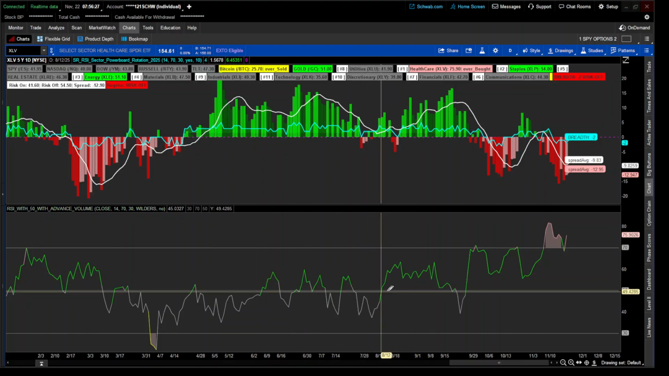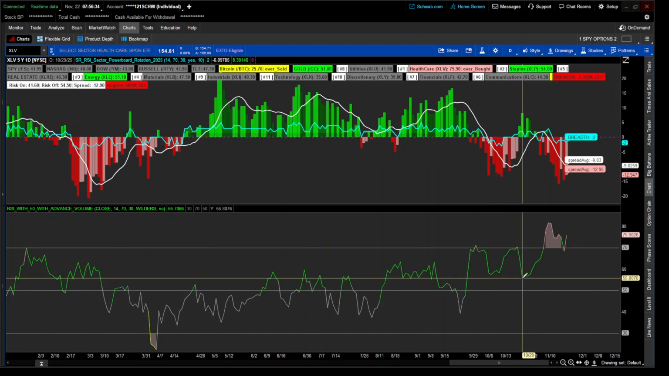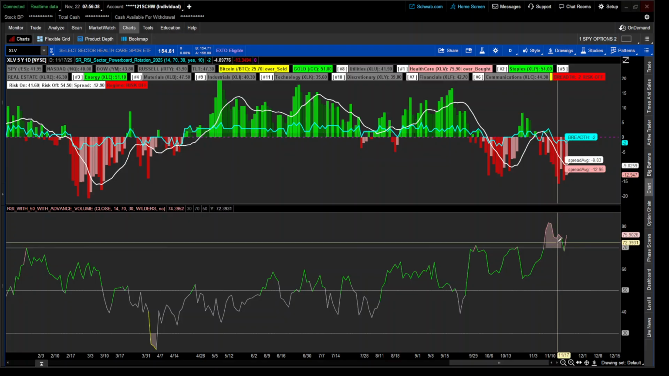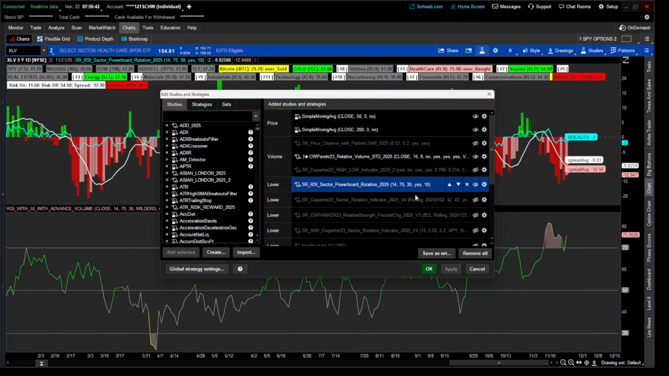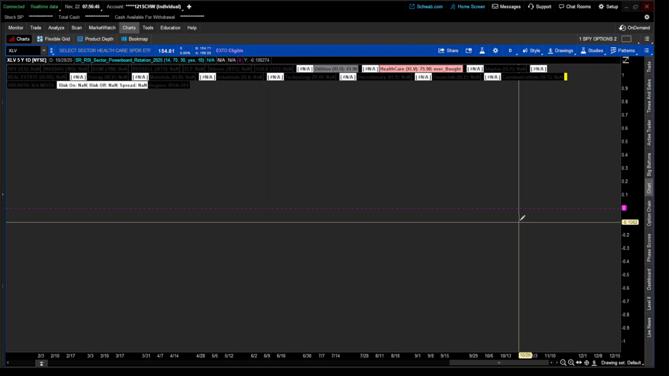You can see healthcare crossed above 50 here, and it crossed above 50 here, and it remained. It dipped right here, but it kept pushing up, and you can see with the RSI 50, it has its overbought leg setting right there. But I'm going to take that off, and I wanted to show you the entire indicator here.